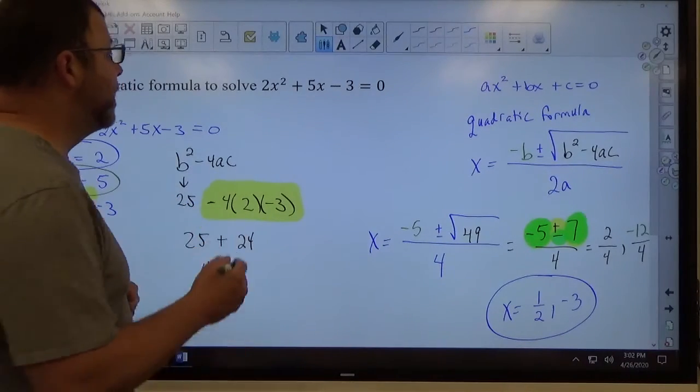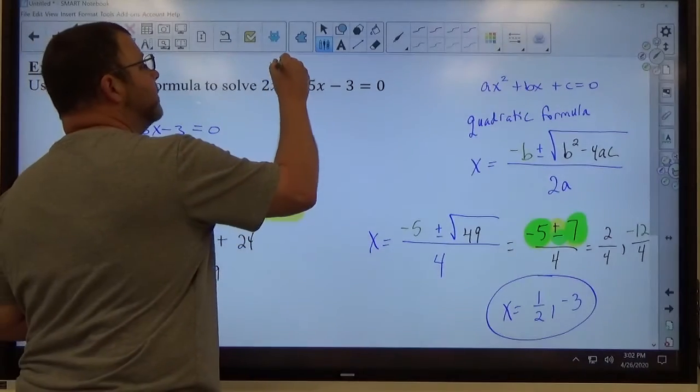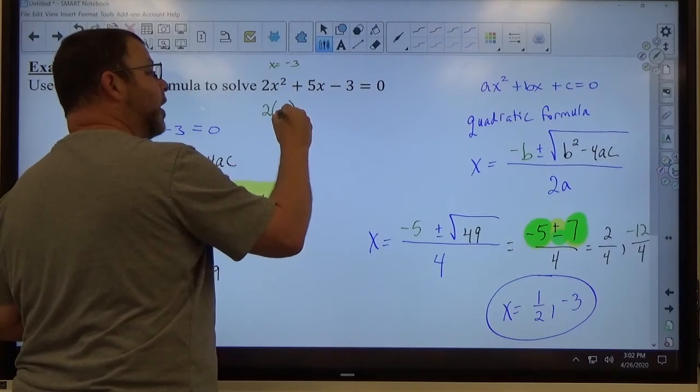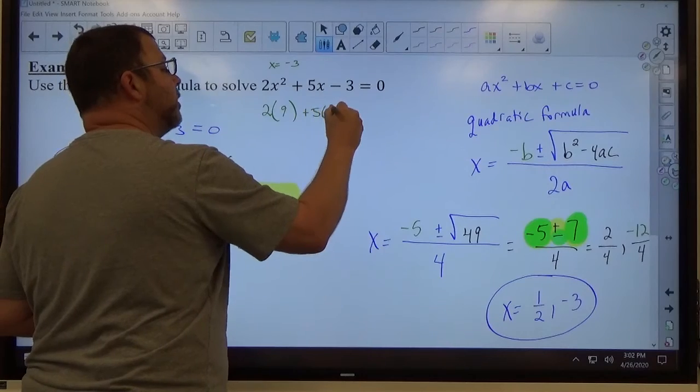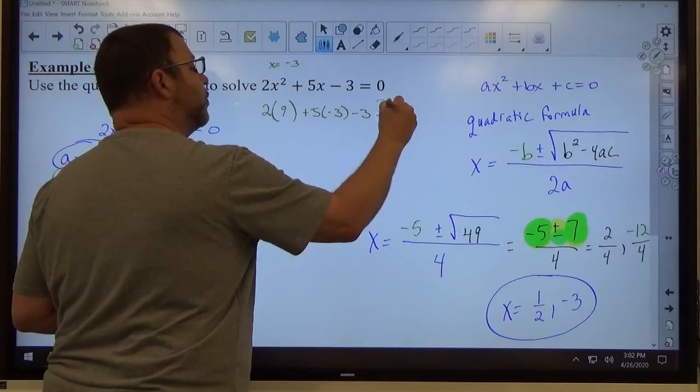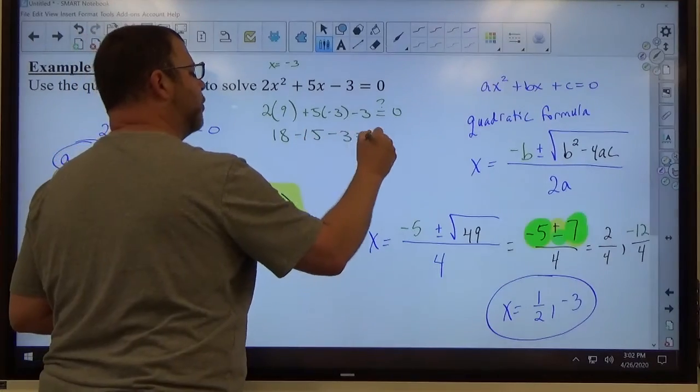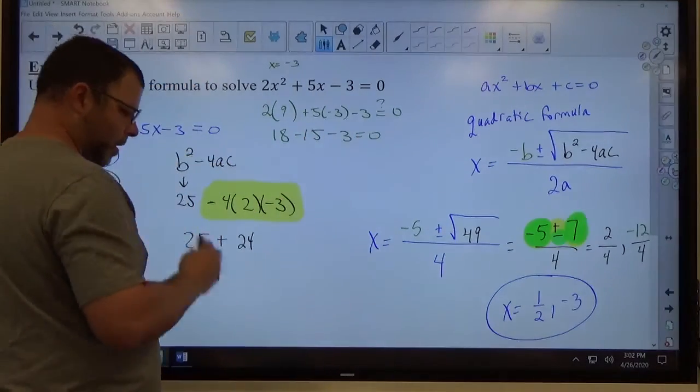So for example, if x is negative 3, this will be 2 times negative 3 squared, which is positive 9, plus 5 times negative 3 minus 3 is supposed to equal 0. That's 18 minus 15 minus 3 equals 0, which is absolutely true.